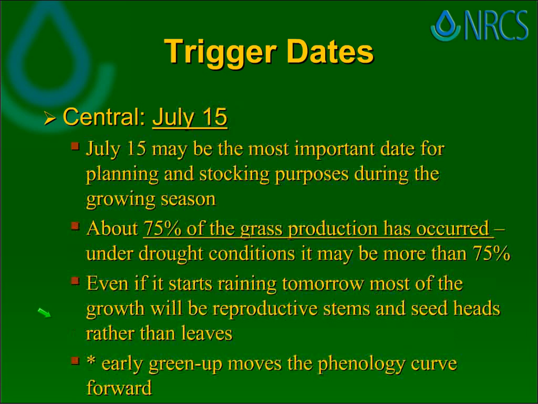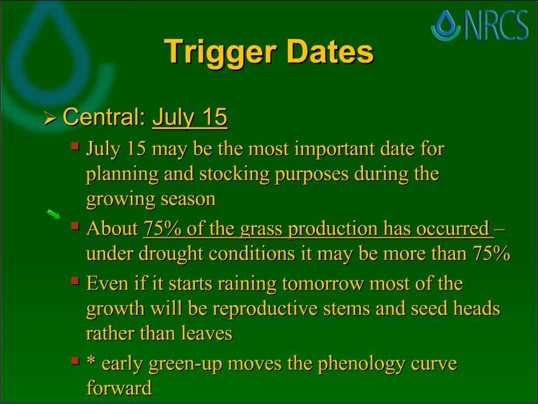This is probably the bigger one for the state of Kansas, maybe into Oklahoma and Nebraska. This July the 15th date. If you look down here at the second bullet, it says that about 75% of the grass production has occurred. That happens nearly every time. Again, last year, because of our green up dates, how warm we were early in the season, this trigger date probably occurred closer to July the 1st, maybe the last week of June, because of that early green up.